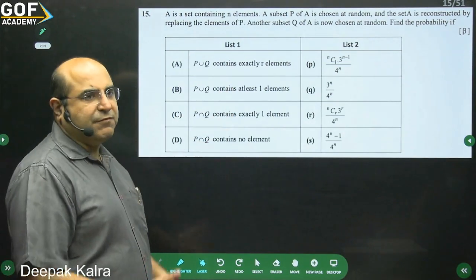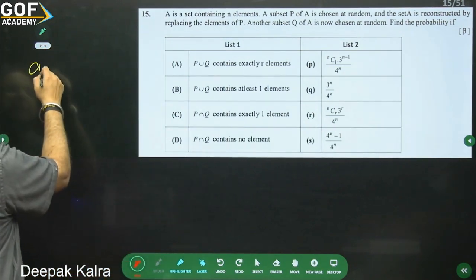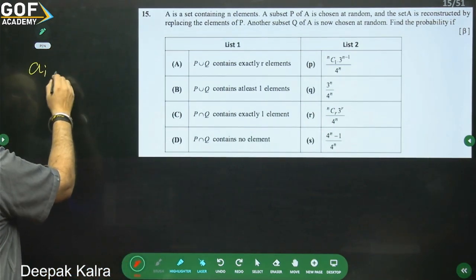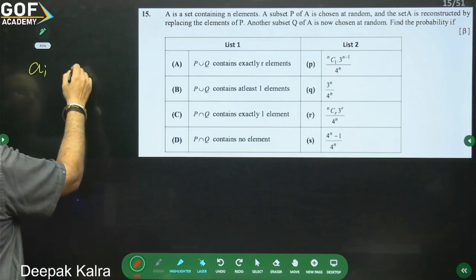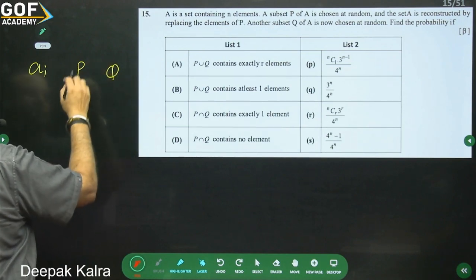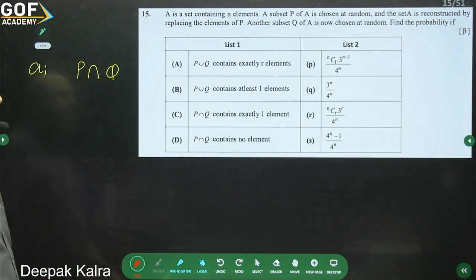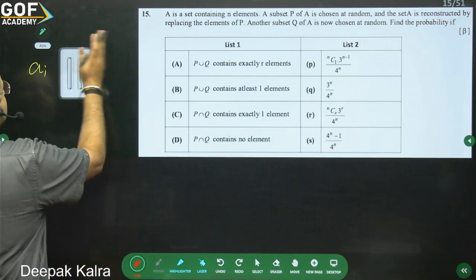This we have done a number of times. This question is very easy. You take it that the element is, let us suppose, Ai, and the possibility that it goes in P and Q both. It is present in P and Q both, or we write it like this.